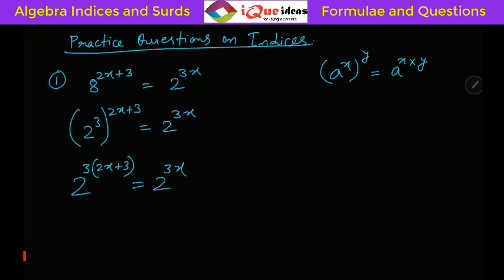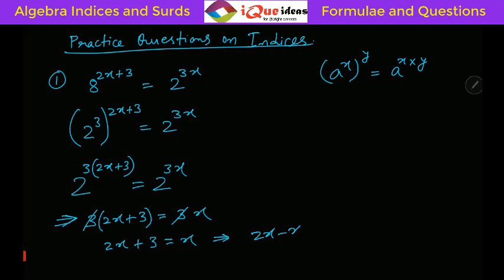Now as you can see on both the sides, the base is same, that is 2. So the powers can be equated. This means 3 into 2x plus 3 is equal to 3x. Alright, so 3 and 3 get cancelled. We have 2x plus 3 equal to x. Okay, so bring x to the left hand side and 3 to the right hand side. So this gives us 2x minus x equal to minus 3. That is x equal to minus 3. So the required value of x is minus 3.